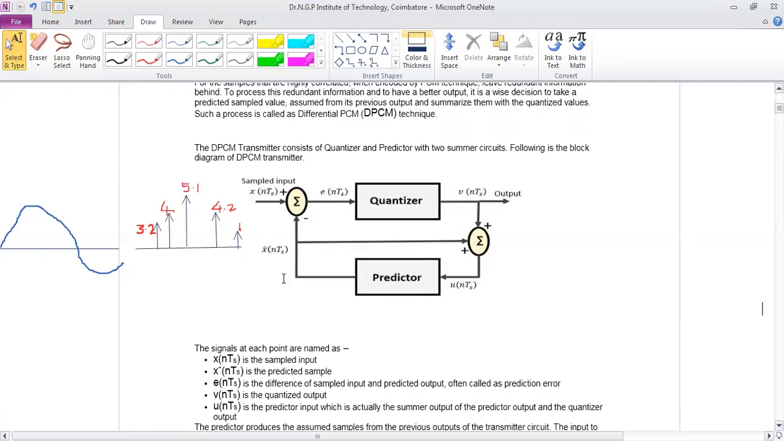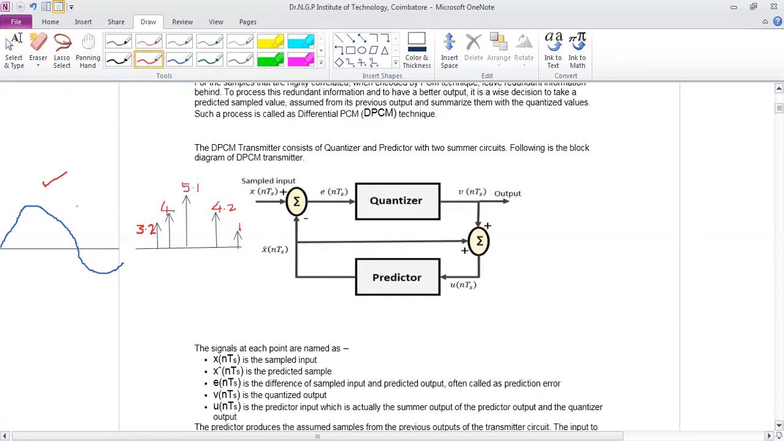Take an example. Here we have a signal. This analog signal we want to convert into digital with a smaller number of bits. Compared with PCM, DPCM takes a representation of bits that is half the bits we have used in PCM.